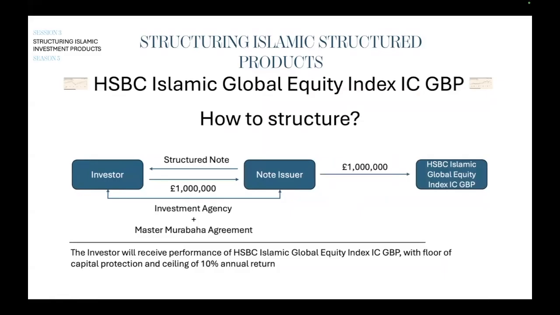After receiving £1 million from the investor, the note issuer actually invests that money in the HSBC Islamic Global Equity Index. And pursuant to this note, the investor will receive the performance of the HSBC Islamic Global Equity Index with a floor of capital protection and a ceiling of 10% annual return. So basically, as long as the performance of this fund remains within this 10% return bracket, you would enjoy that performance. However, if the portfolio performs really well, then the return beyond 10% annual would be kept by us. This is the nature of this structured note.